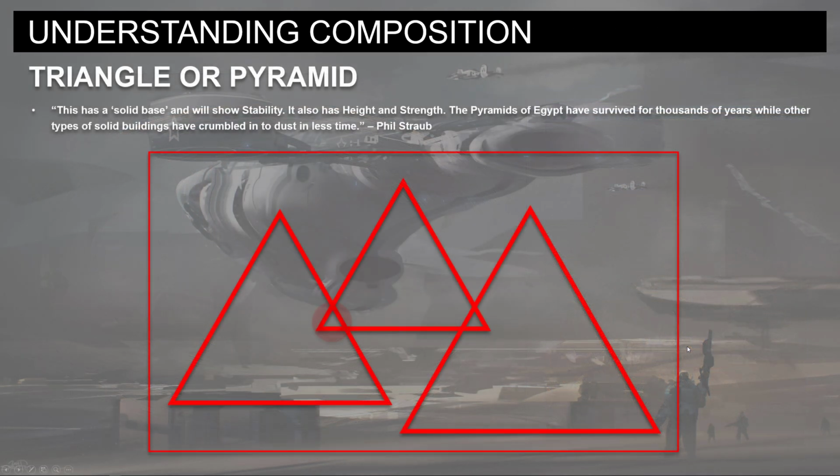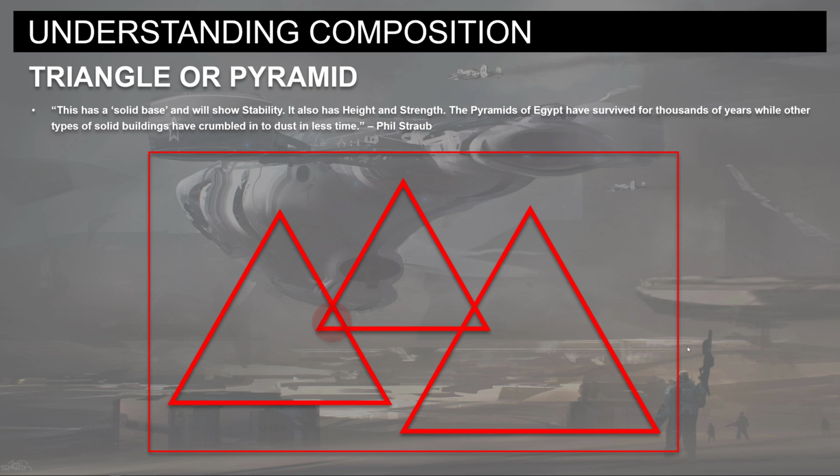Okay, the next one that we'll take a look at is the triangle or pyramid. So this is a solid base and will show stability. It also has height and strength. The pyramids of Egypt have survived for thousands of years, while other types of solid buildings have crumbled into dust in less time. And so, if we want to look at the pyramids, I think that's going to be a very simple image to take a look at.